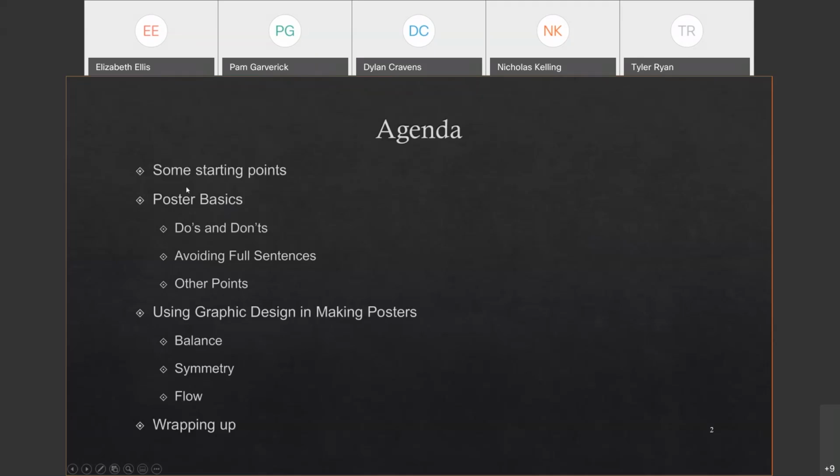So our agenda, I've got some starting points to go over. We're going to go over some poster basics, some do's and don'ts, how to avoid full sentences, and just a couple other points. Then we're going to talk about using graphic design in making posters. We're going to talk about 3 aspects of graphic design: balance, symmetry, and flow, and then a little bit of a wrap up.